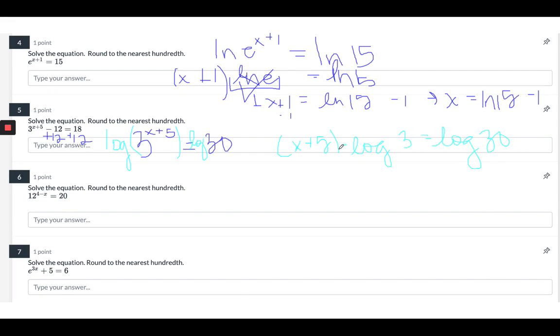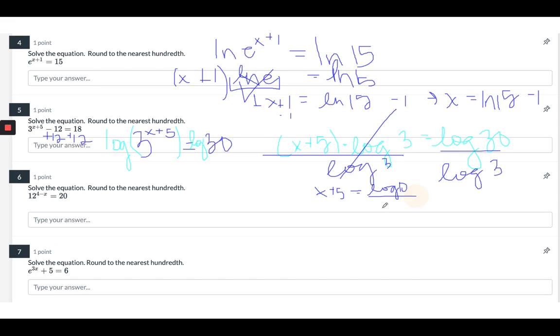So I'm going to do 2 steps here. I'm not going to distribute. I could. I'm going to first divide by that log base 10 of 3. So that's going to cancel that on this side. All right, so I've got x plus 5 equals log base 10 of 30 divided by log base 10 of 3. And now I'm going to bring that 5 over. So after I figure out what that number is, I'm going to subtract 5.